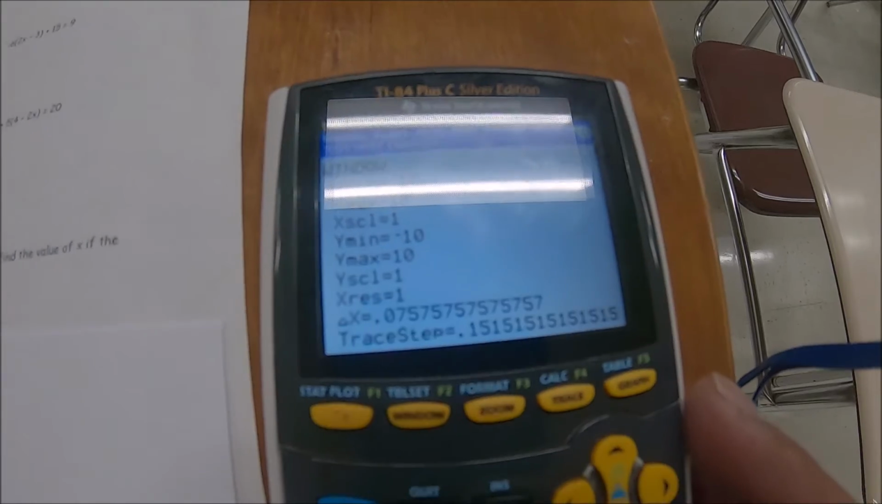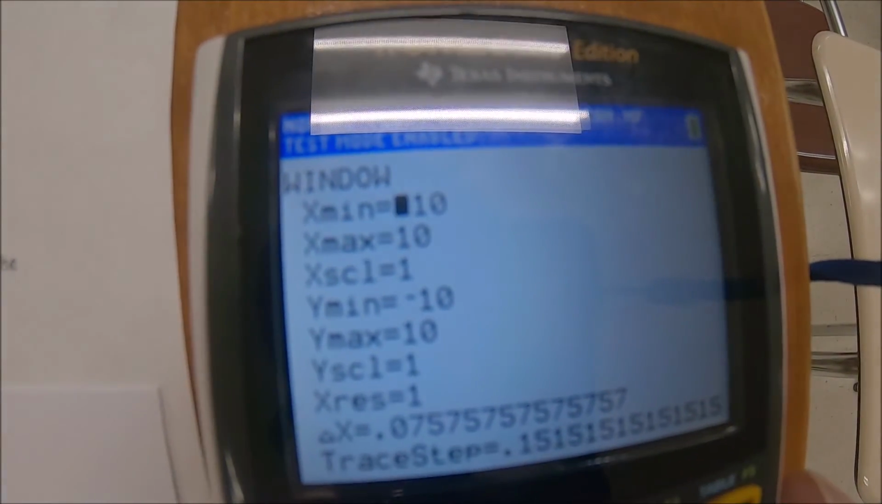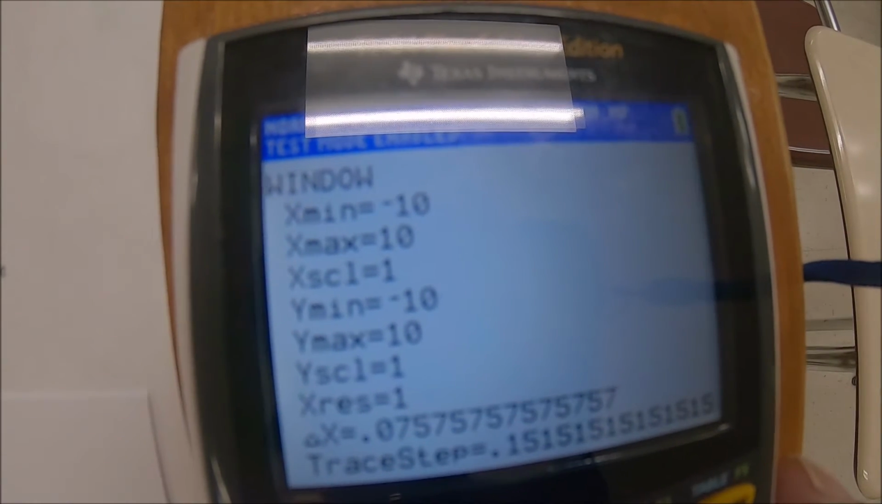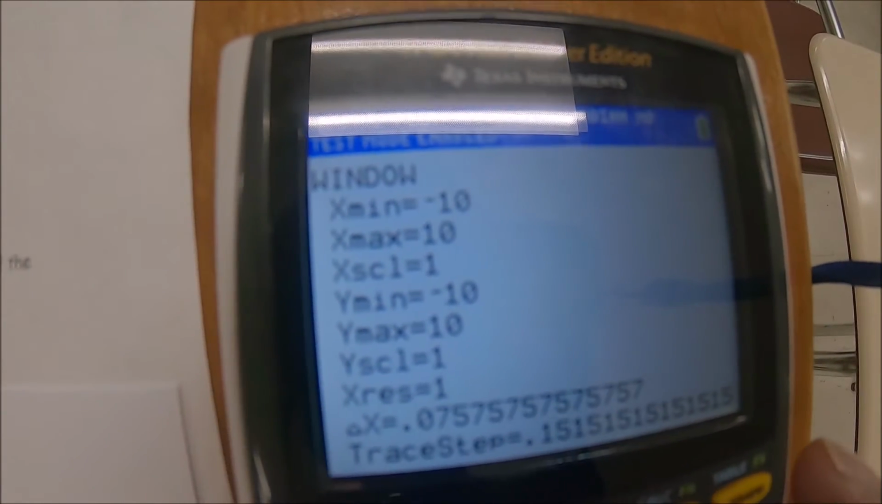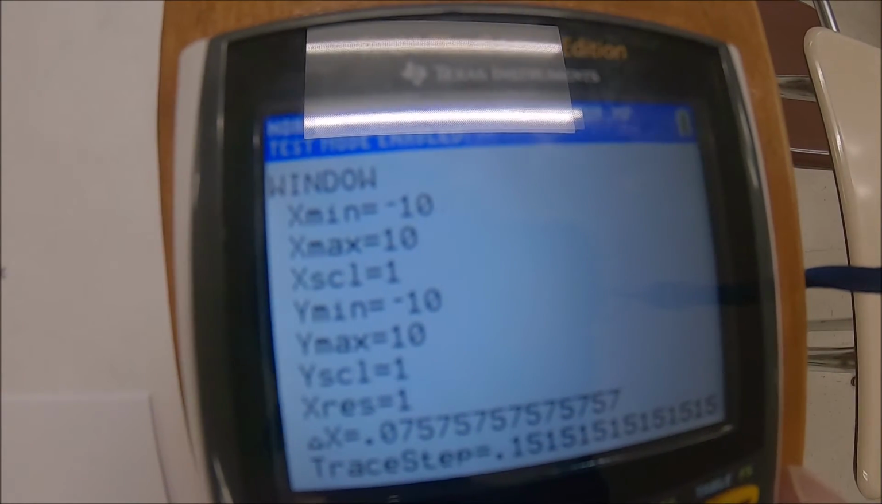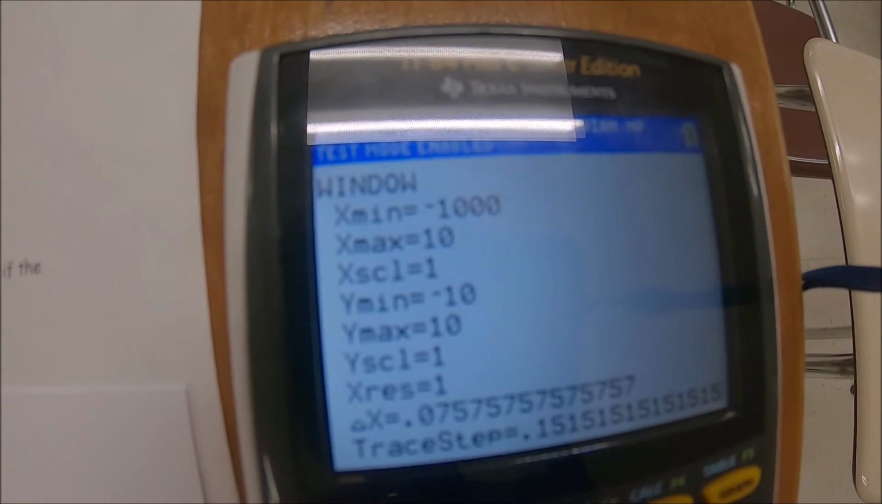You press your Window and you will see that the cursor is blinking on the -10. That's our X minimum, X maximum, and then Y minimum, Y maximum. So we're going to add zeros to that. So if our answer is more than 10 or less than -10, it will still pick up the answer. It won't give us an error.